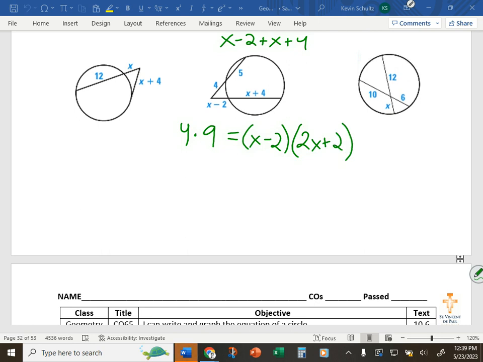Yep. So when you have 2 secants, the relationship is part times whole equals part times whole. The top one, the outside part is 4 and 9. Here, we've got x minus 2, and then the inside section is x plus 4. So the part is x minus 2, and then the whole thing is x minus 2 plus x plus 4. And that simplifies to be 2x plus 2.